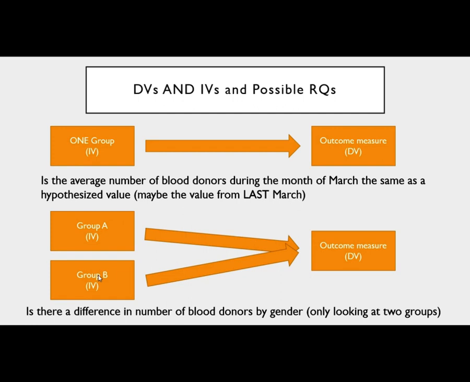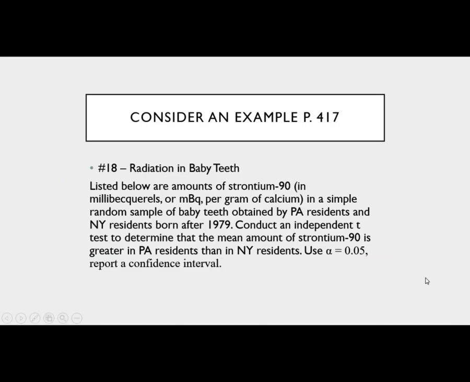This week, we're doing independent samples t-test. So these two different groups are different, right? They're independent of each other. We want to know, are they different on this outcome measure? For example, is there a difference in number of blood donors by gender? Because we're only looking at two groups. And I acknowledge that gender is not always binary, but for this example, I'm just going to use it as two groups. All right, so we have an example in the book on page 417.